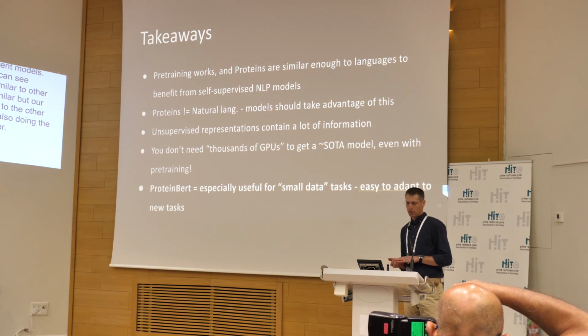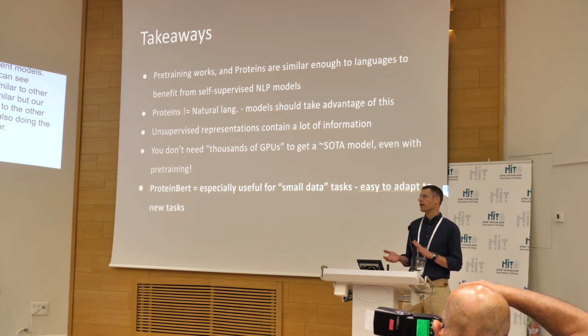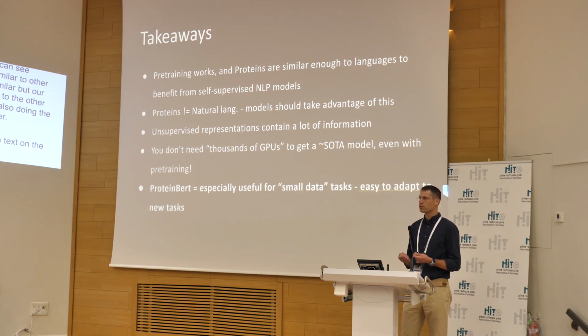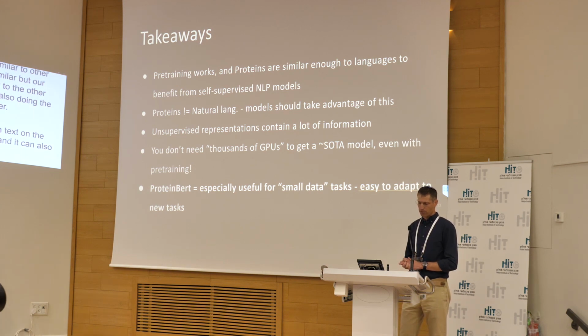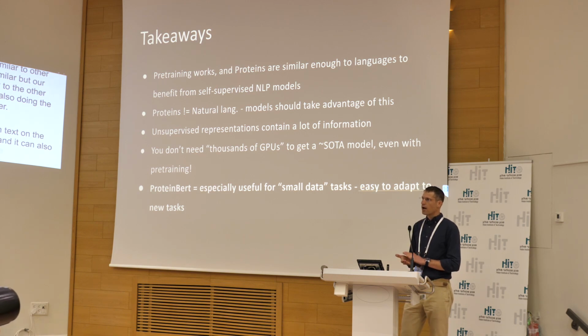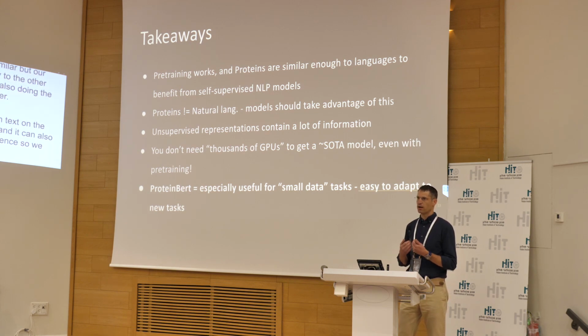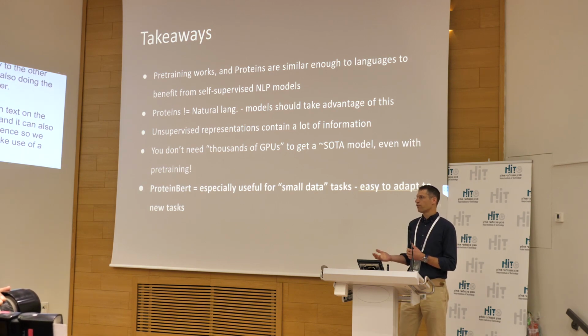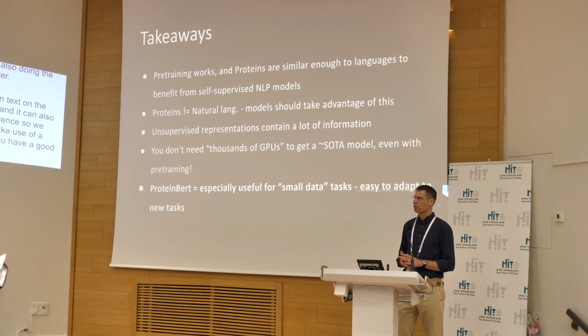Okay, so pre-training works, and proteins are, on one hand, similar to text, and we can use NLP methods for protein sequences. On the other hand, they are different, and this difference can be used also. So if we understand what the differences are, we can use that in order to train better models. Unsupervised learning or semi-supervised learning or self-supervised learning can make use of a large amount of data. And if you have a good model, then you don't need thousands of GPUs or infinite resources.